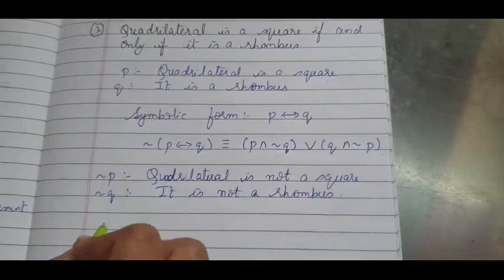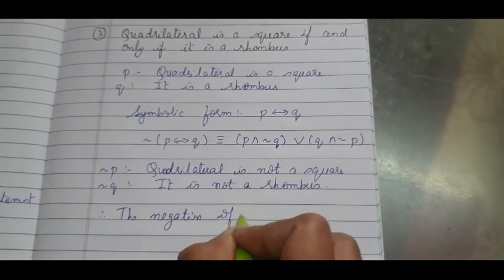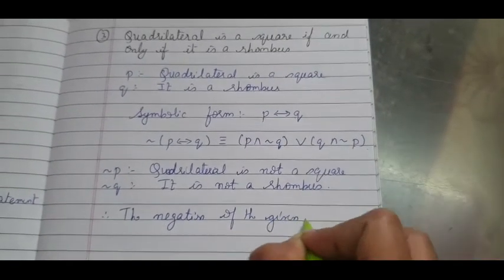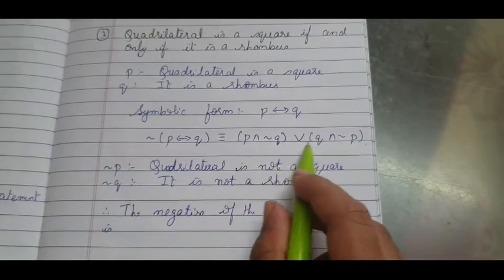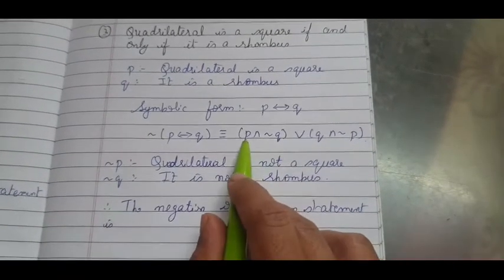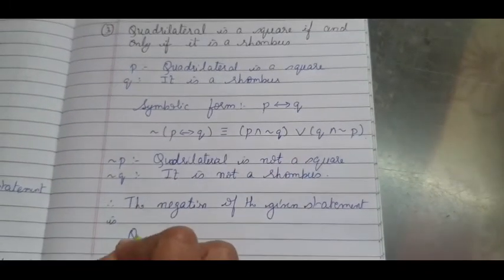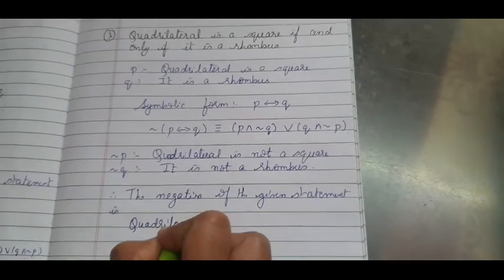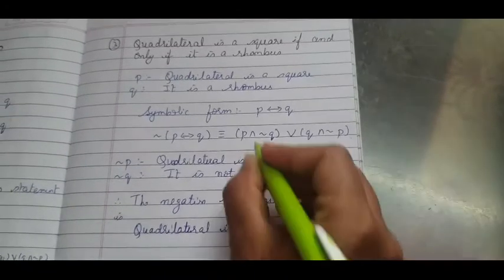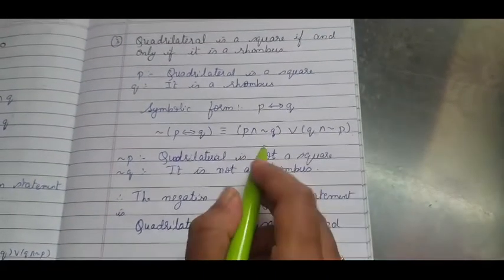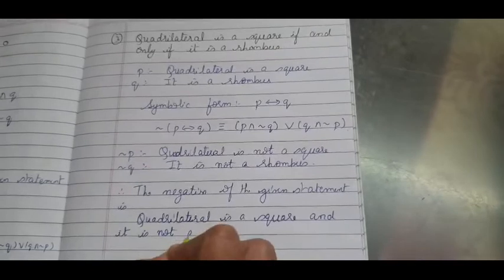Now, so we'll write, therefore the negation of the given statement is, what will be our answer? So first we have to write statement P. Statement P is: Quadrilateral is a square. The symbol is and, so we'll write and. Then we'll write negation Q. Negation Q is: and it is not a rhombus.